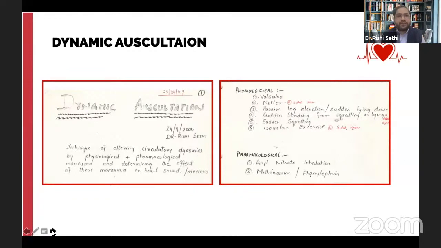I have taken these two pictures because dynamic auscultation was my first DM cardiology seminar when I joined the DM cardiology course. At that point of time, we did not have PowerPoint presentations. We had transparencies, and we used to beautifully make these transparencies in various sorts of colors. And this is the printout of one of those transparencies. That's my first DM cardiology presentation, and whatever I have learned, it's a build up on that only.